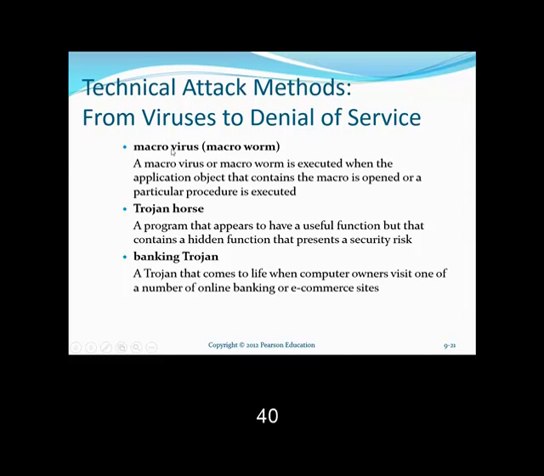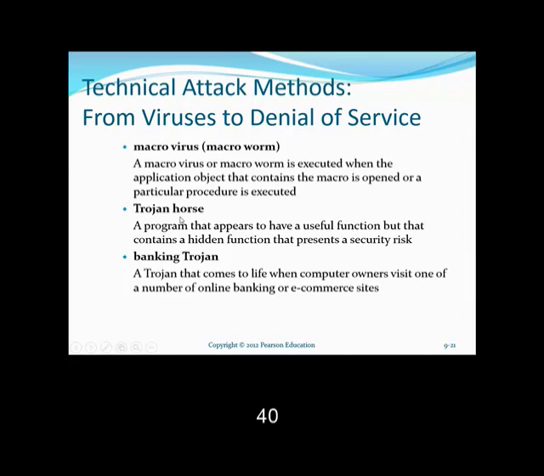And then next, macrovirus, also known as macroworm. A macrovirus or macroworm is executed when the application object that contains the macro is opened or a particular procedure is executed. Like when you open an Excel file, there's a macro file there. Once you open it, you actually activate the macrovirus.